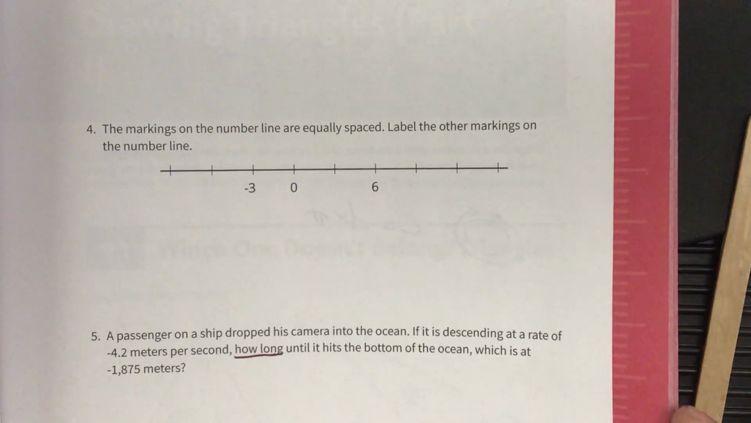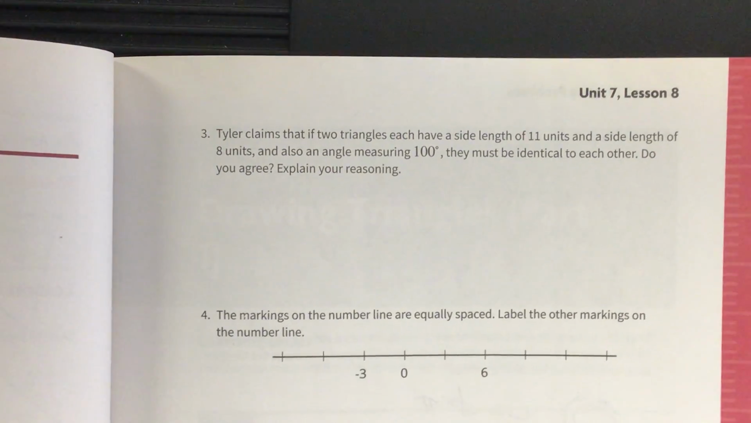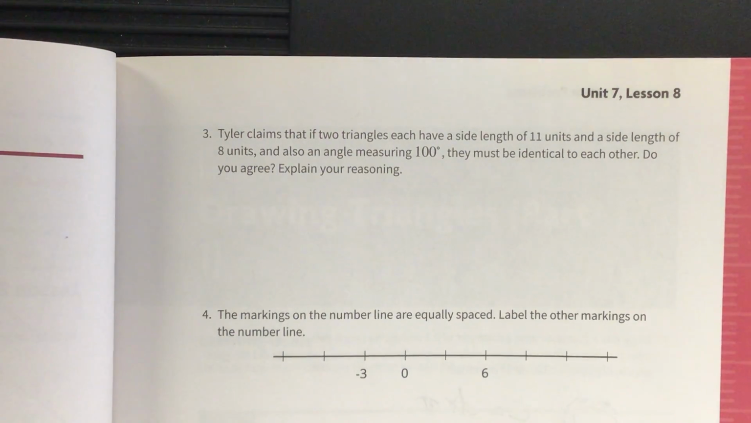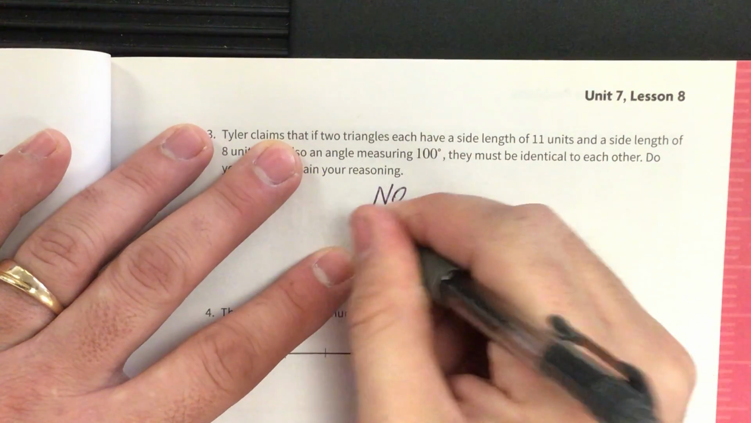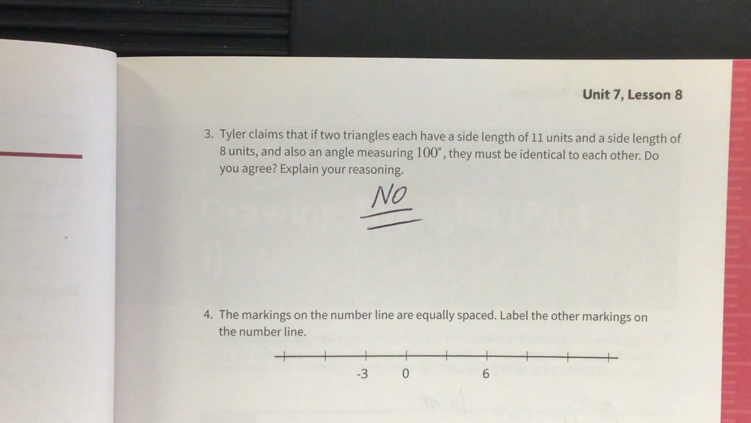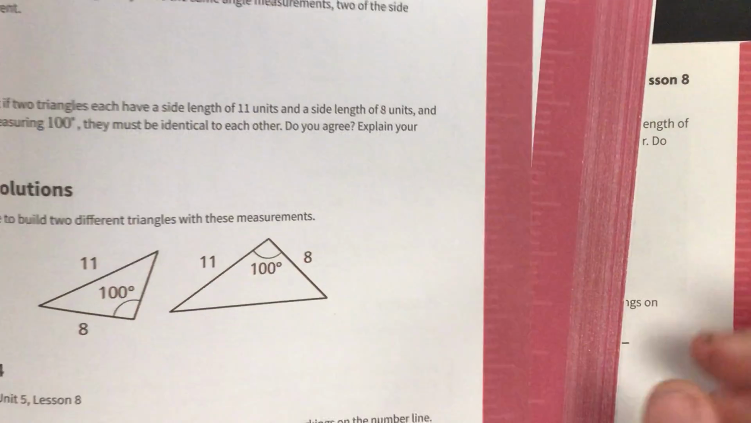Question number 3. Do those have to be identical? Kellen? I said no because the 100-degree angle could be anywhere on that triangle. It could be any different spot. There's actually 2 different ones that can be drawn. If you just want to see a picture of them, they're right there.